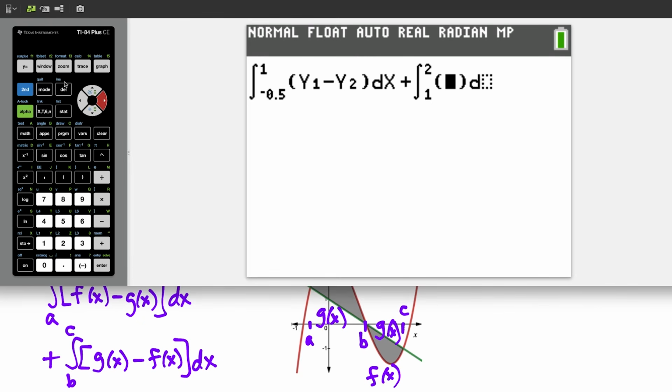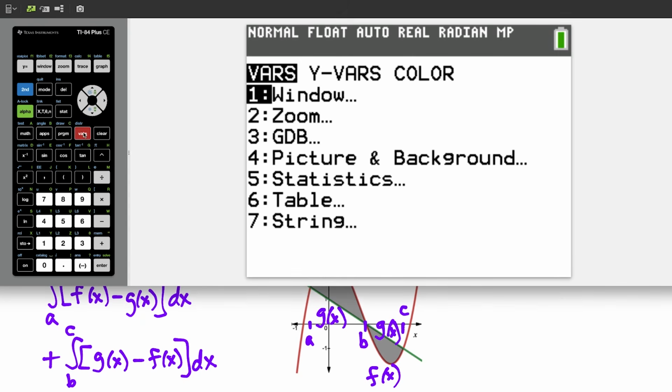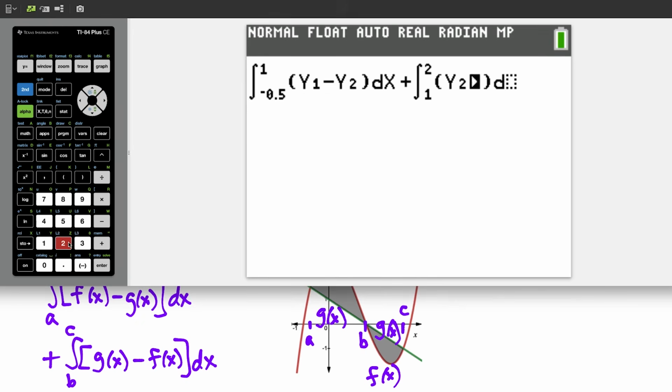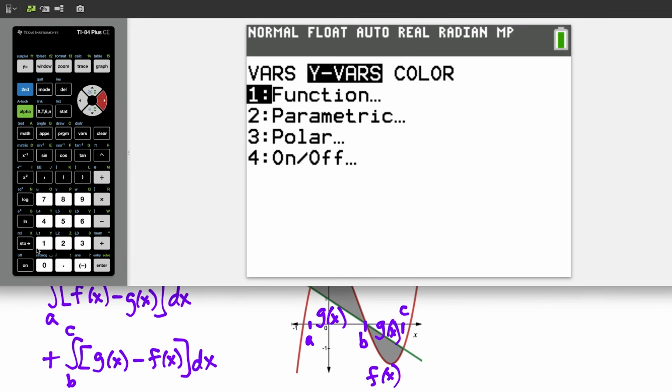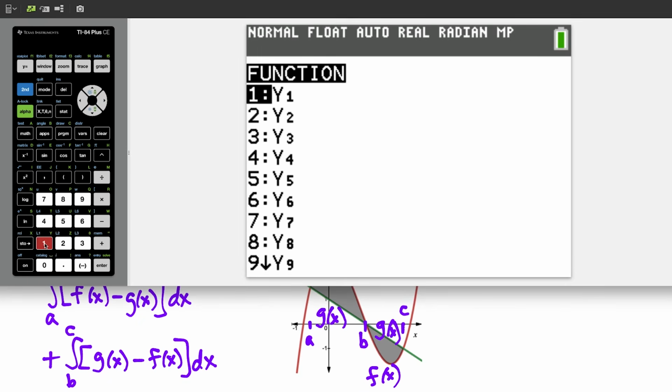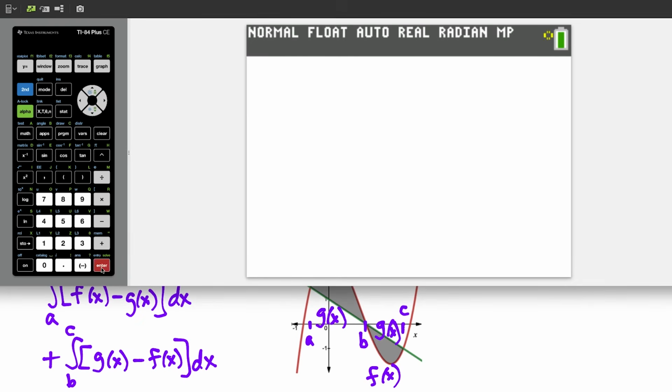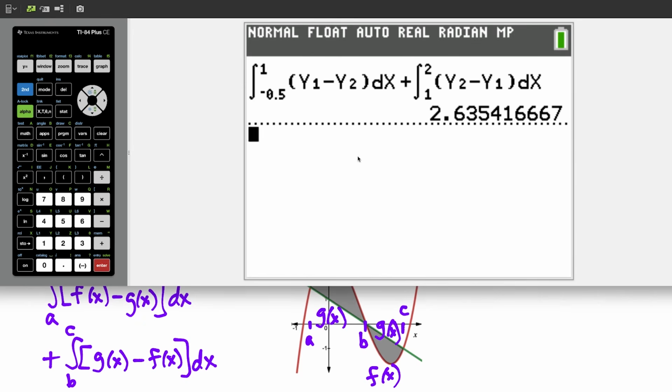Now, let's say you don't have that alpha trace shortcut. You could also press vars, go to the right, go to function, and we're doing y2 minus, and then once again, vars, go to the right, we go to function, and then y1 is option 1. Okay, we do this, and we just type in our dx, and we press enter, and this is going to give us our solution to this example.